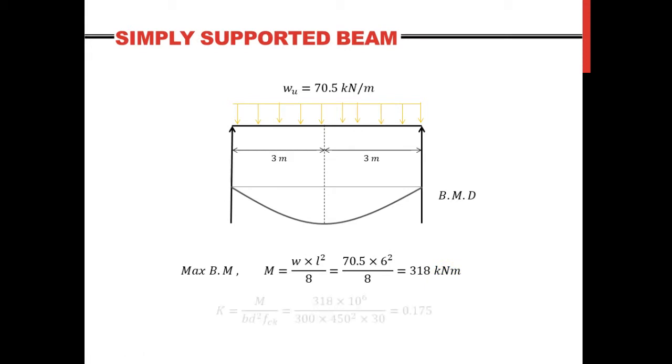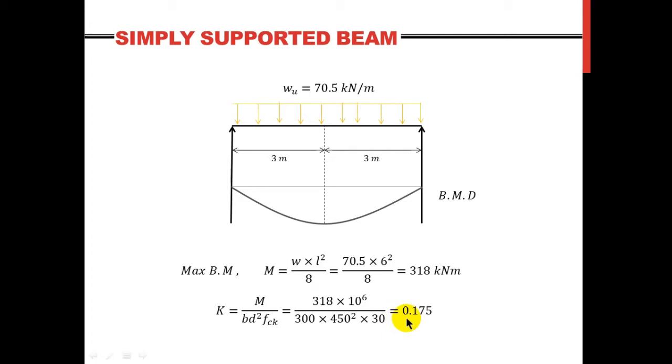And the first step after finding the maximum bending moment is to determine whether your section will be singly reinforced or doubly reinforced. And this is done by this K value, right? So K is given as M over b d squared f_ck. We have everything that we need. The moment is due to the ultimate load. So this is our moment. We have the b of 300, we have the d, and this is the grade of concrete.